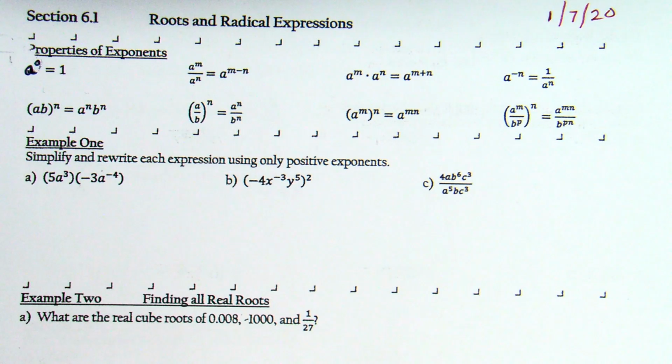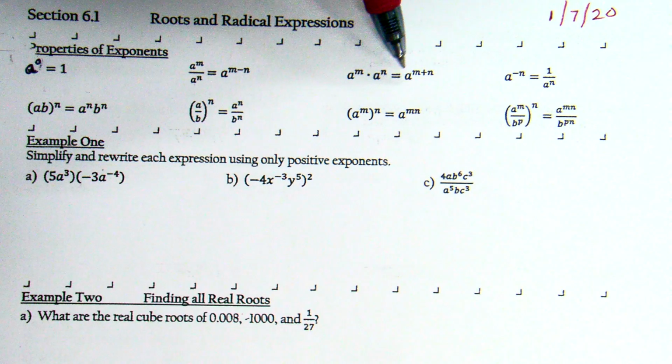Let's see. Do you guys remember this? When the bases are the same and you're dividing, keep the base the same and do what with the powers? Subtract. So that's when you're dividing, right? When you divide with exponents, you end up subtracting. What about when you're multiplying then? Yeah, when the bases are the same, you keep the base the same and you add the exponents.